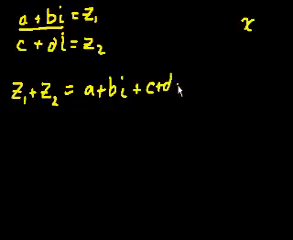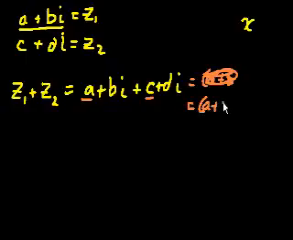Let me switch colors, it's getting monotonous. So when you add two complex numbers, all you do is add the real parts to each other and add the imaginary parts to each other. So that equals, oh, sorry, the real parts. So it's a and c. Those are the real parts. So that equals a plus c, plus, and then you add the imaginary parts, b plus d, i.